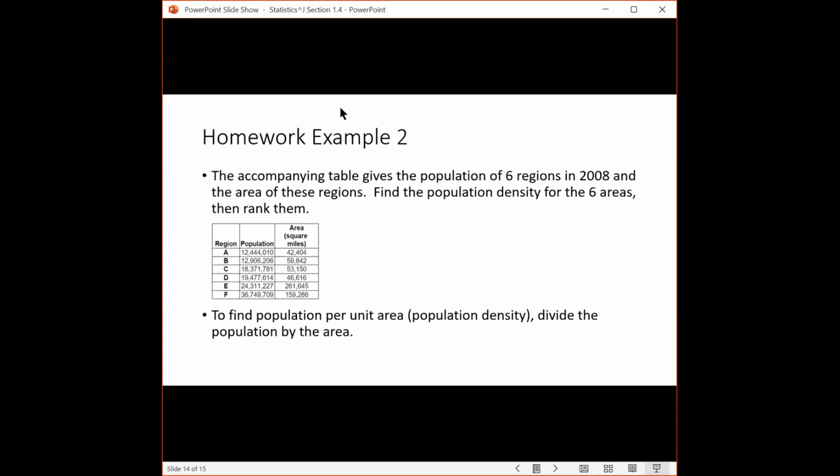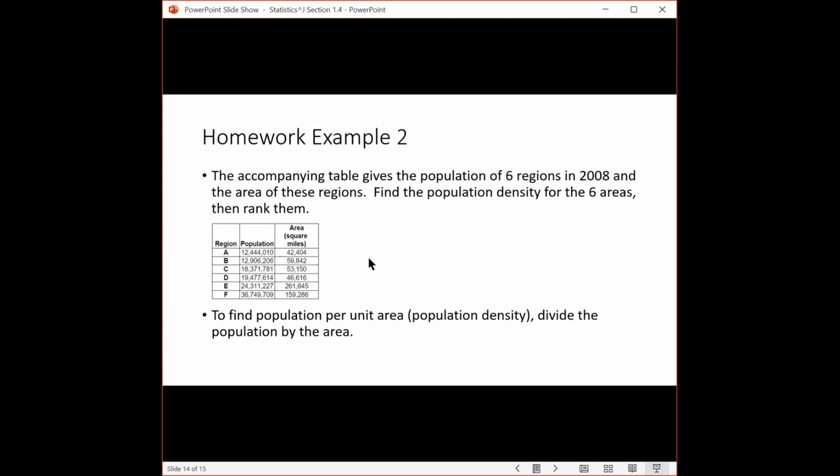Okay, so let's look at a homework example that is somewhat similar to that, and we can practice. All right, so the accompanying table gives us the population of 6 regions in 2008 and the area of those regions. Find the population density for the 6 regions, then rank them. All right, so how do we find population density? Population density is the population per unit area, or the population per area. So what we want to do is take the population and divide by the area. And if we do that, then it will enable us to find the population density for these places. So we want to take this number and divide by this number.